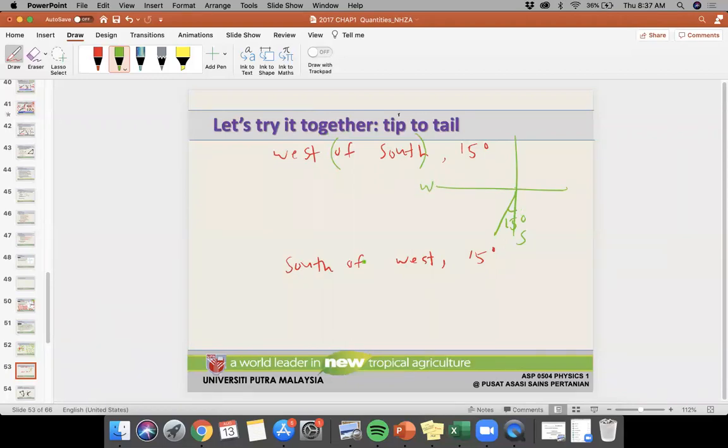But when you say south of west, your reference point is west. So you are going along the west direction. This is me walking west, but I also want to go south by 15 degrees. It depends on your reference point. West of south, I am moving along south but want to go 15 degrees to the west. South of west, I'm moving along west but also want to go south by 15 degrees. Does that make sense?